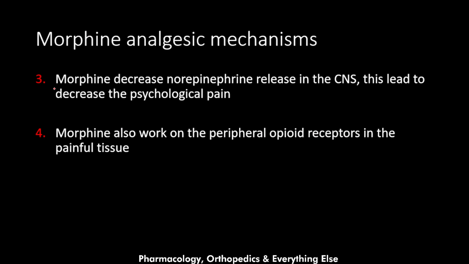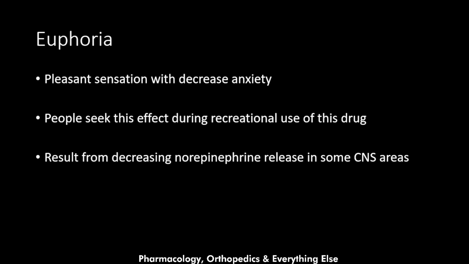The third mechanism is that the morphine decreases the norepinephrine release in the CNS, and this leads to decreased psychological pain. And the fourth mechanism is that morphine also works on the peripheral opioid receptors in the painful tissue.